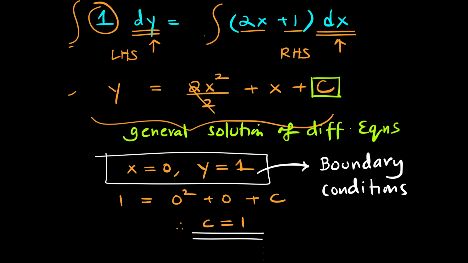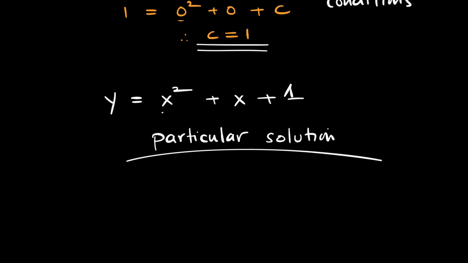So now we have y is equal to x squared plus x plus c. We plug in the boundary condition and we evaluate the value of c. Till the step when c is not evaluated, this is known as the general solution. Once c is evaluated and we plug in the value of c, what we obtain is the particular solution of the differential equation. So this is the beginning of differential equations.